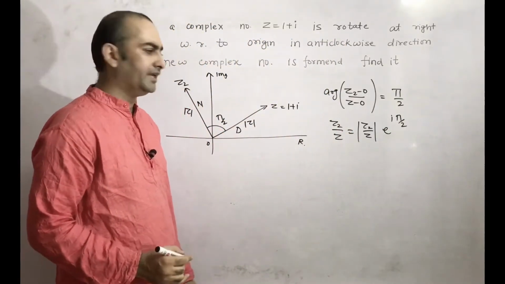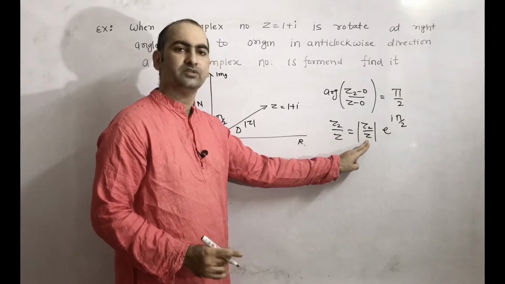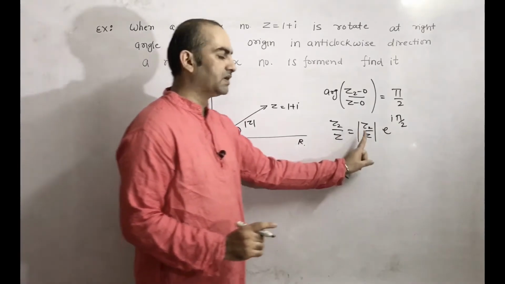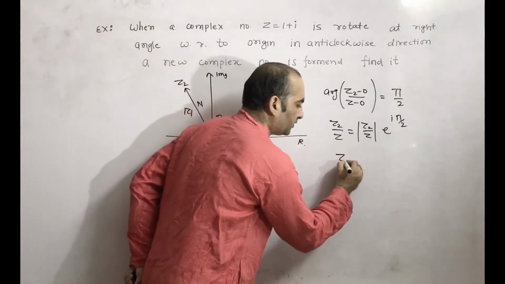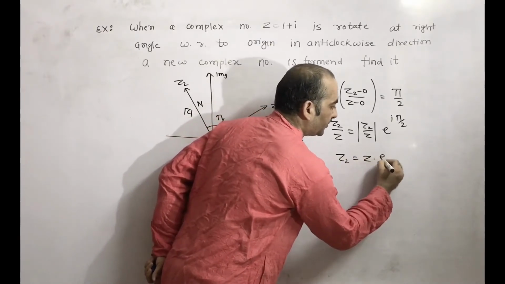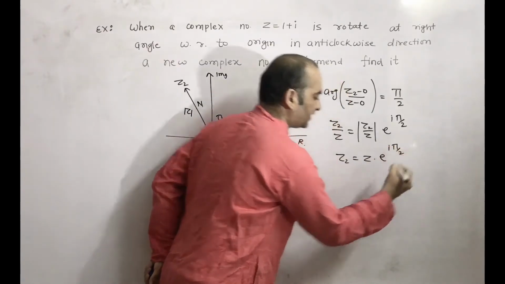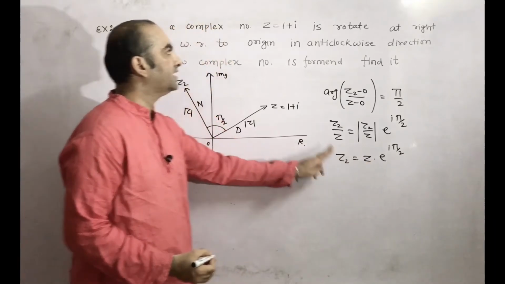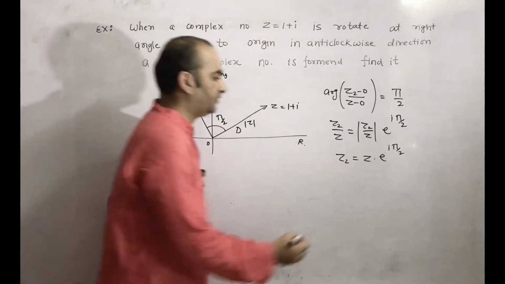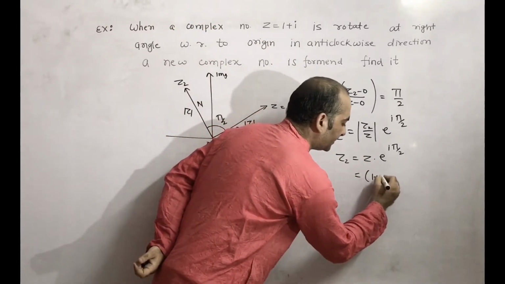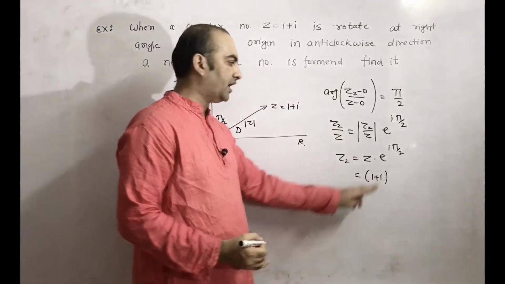Here modulus of z2 and modulus of z are both the same, so this value is 1. So what will come? z2 equal to z into e power i pi by 2. Where z is 1 plus i. So if you put the value here, 1 plus i into e power i pi by 2.